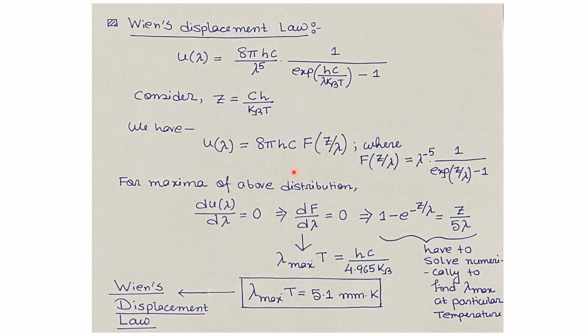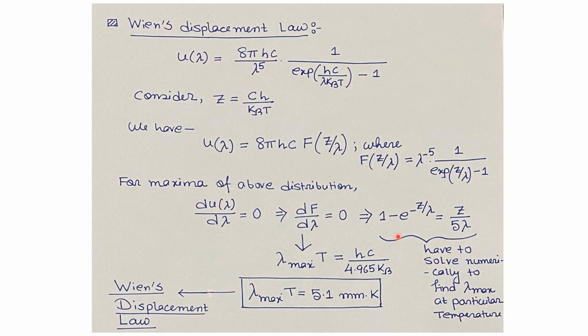Now we want to find the maxima for this above distribution. For that, we will take the first derivative of this u and we will equate it to 0. So du d lambda will be 0. From here we can write df d lambda equals 0, and this equation will give us 1 minus e to the power minus z by lambda equals z by 5 lambda. So we cannot solve this equation directly. We have to solve it numerically to find the lambda max at a particular temperature.